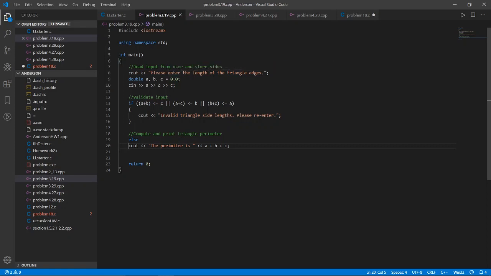Please enter the lengths of the triangle edges. I have all three declared here, A, B, and C. We then use console in to read those inputs. And then here is my validation.